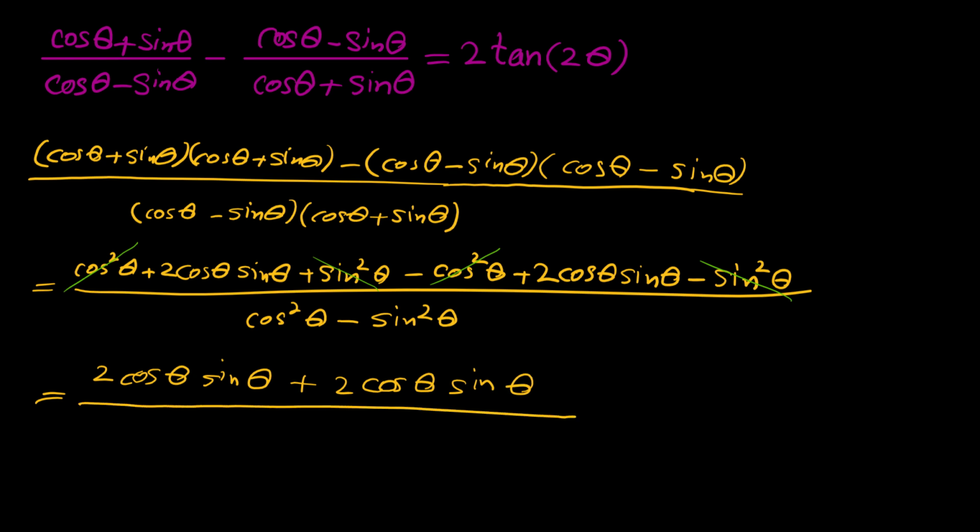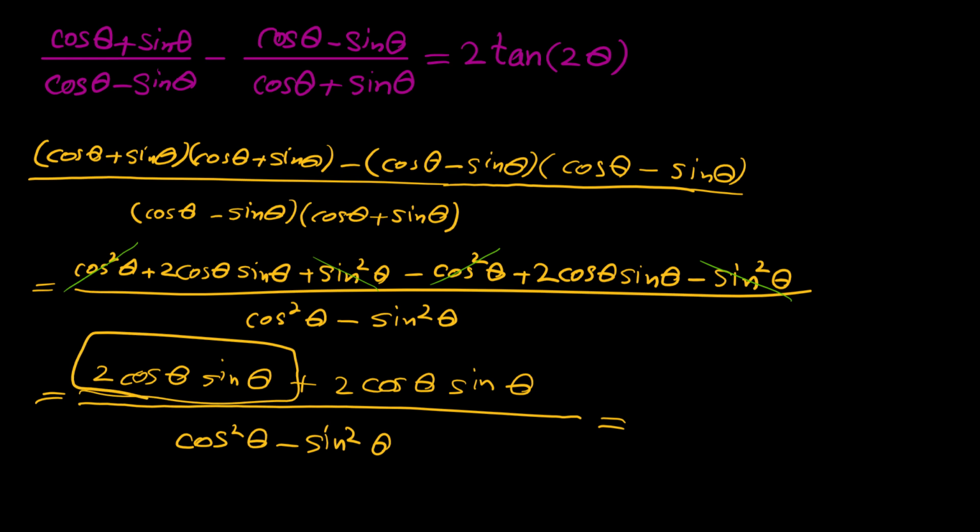There is a good reason that I left it in this form. Otherwise you can write it 4 sine theta cosine theta or 4 cosine theta sine theta. But let's leave it in this form for now. And let's leave the denominator cosine to the 2 minus sine to the 2. Now for this we remember the identity. 2 sine theta cosine theta is sine of 2 theta.